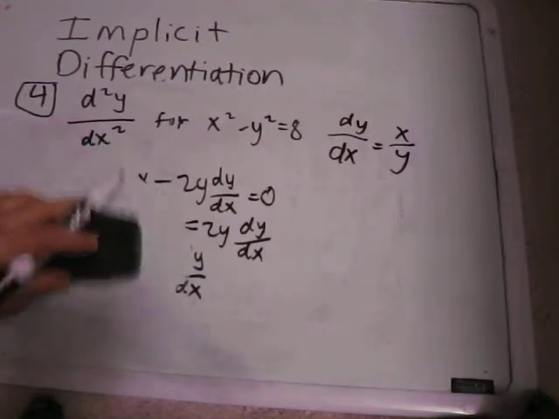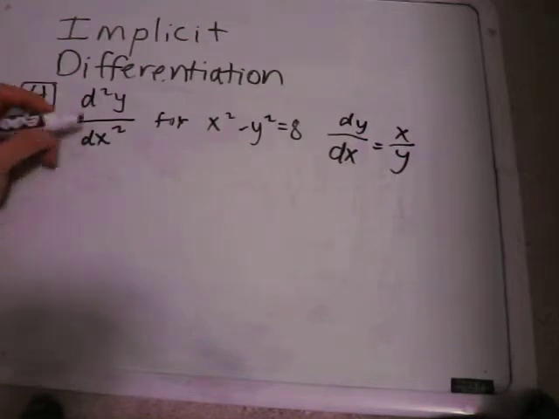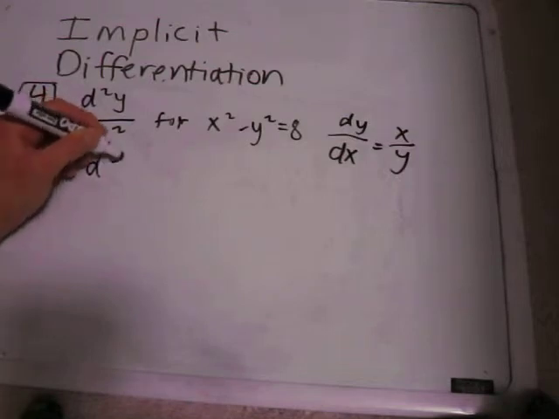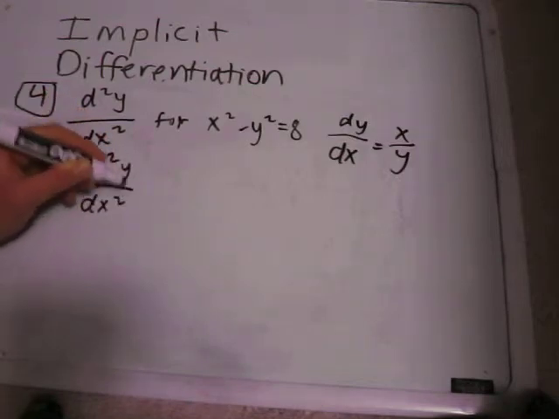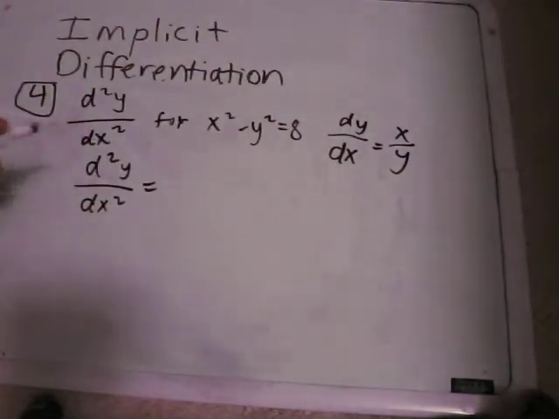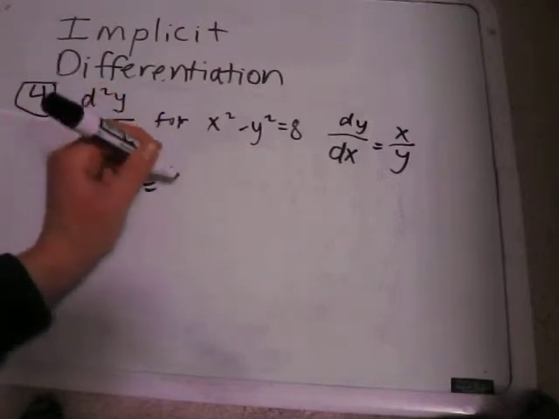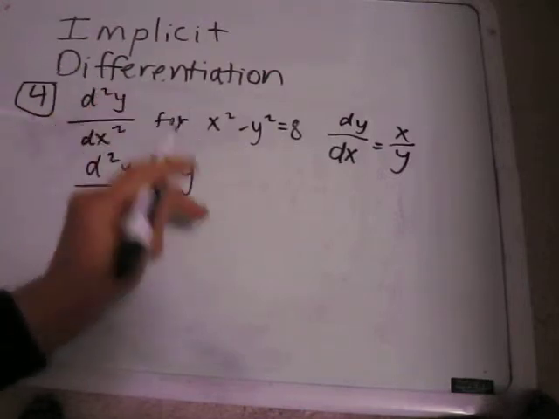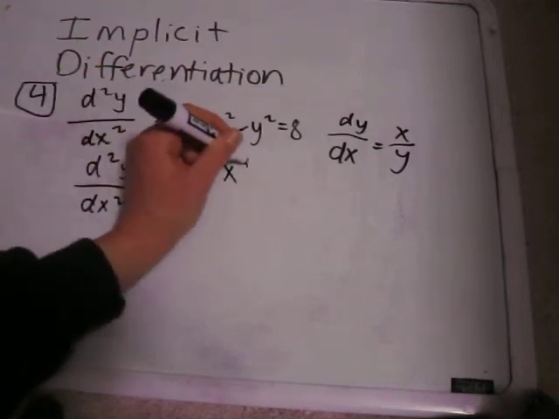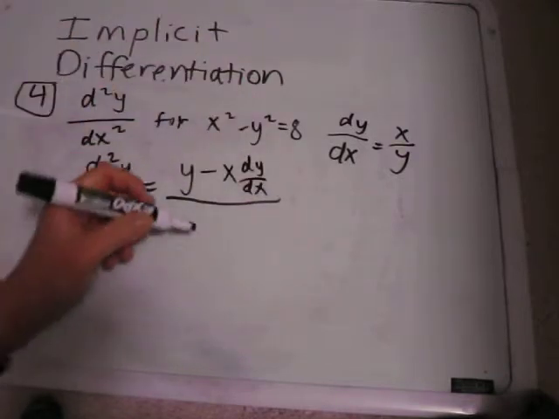And then we're going to do the next round. So we're going to use this right here, and we're going to do d squared y over dx squared. We're just going to do implicit differentiation on x over y to make it double implicit differentiation. So we're going to use the quotient rule, so low times d high, which is just 1, minus high d low, which is dy/dx in implicit, and then divided by low squared.